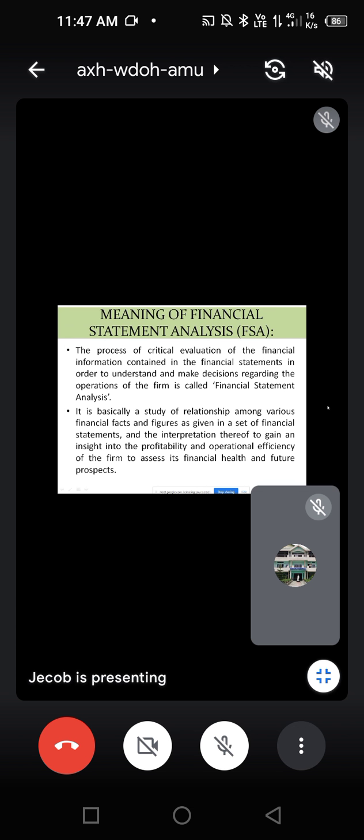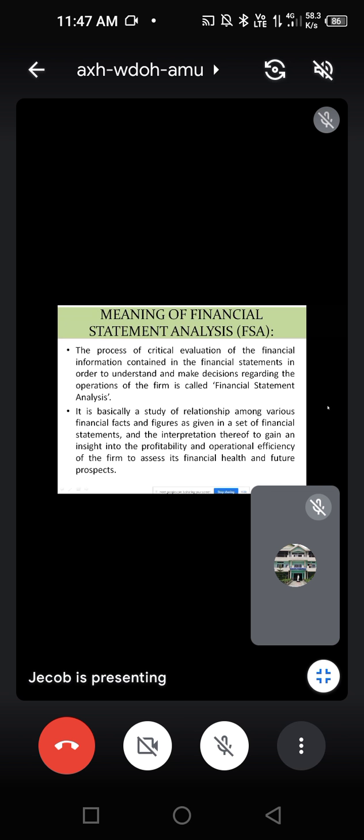Now, the process of critical evaluation of financial information contained in financial statements, in order to understand and make decisions regarding the operations of the firm, is called financial statement analysis. Now, that is what I am saying from the very beginning, that is why we are doing this.